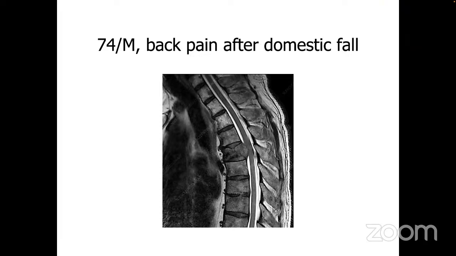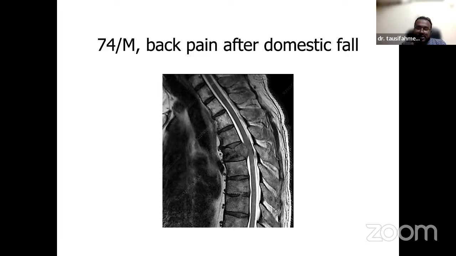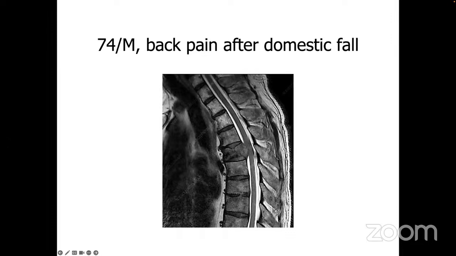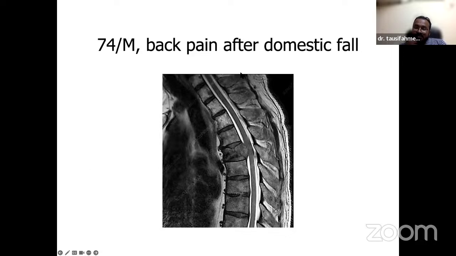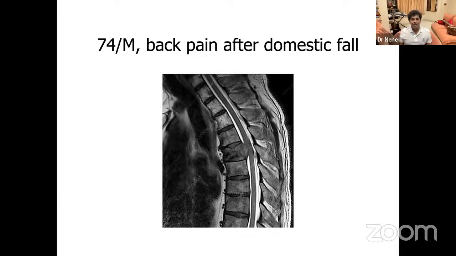Dr. Tosif, can you answer? Yes, sir. So this shows ballooning of the posterior cortex. And again, with the history of a domestic fall, it is an atypical fracture, I would say. The question in my mind is whether it is osteoporotic versus some disease pathology, especially some kind of carcinoma. Yes, so ballooning of the posterior cortex is a sign of a malignant fracture, unless proved otherwise. Just keep that in your head. It's almost never seen in osteoporotic vertebral fractures.